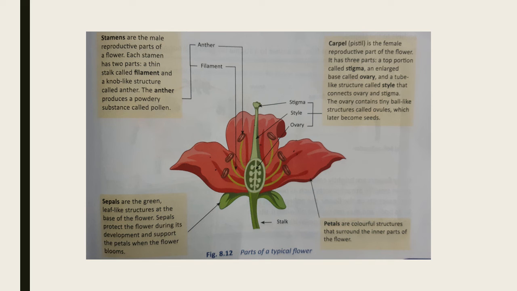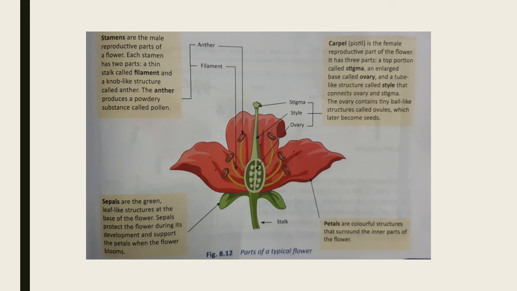Understood? Then next one is carpel or pistil. Carpel or pistil is the female reproductive part of the flower. It has three portions. The top portion is stigma, the enlarged portion is ovary, and the tube-like structure is style. The style connects the ovary and stigma.